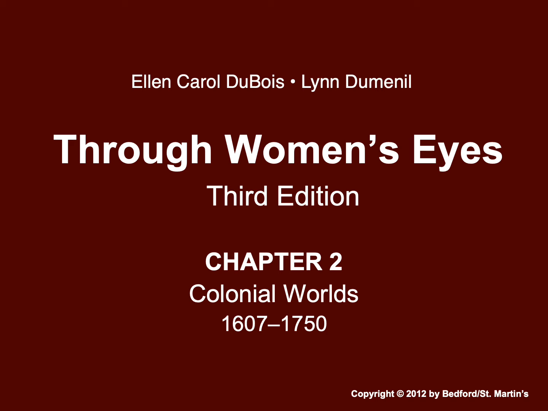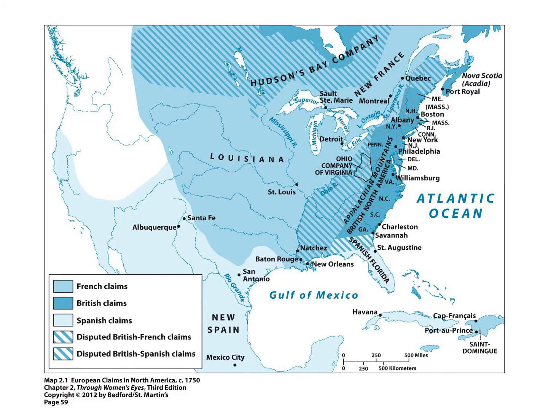Welcome to Chapter 2, Colonial Worlds, 1607 to 1750. Here we have our map, which indicates the time period of European claims in North America. We have our French, our British, and our Spanish claims. And if you recall back from Chapter 1, we kind of got into the concept of European exploration and colonization. And so we continue with that theme.